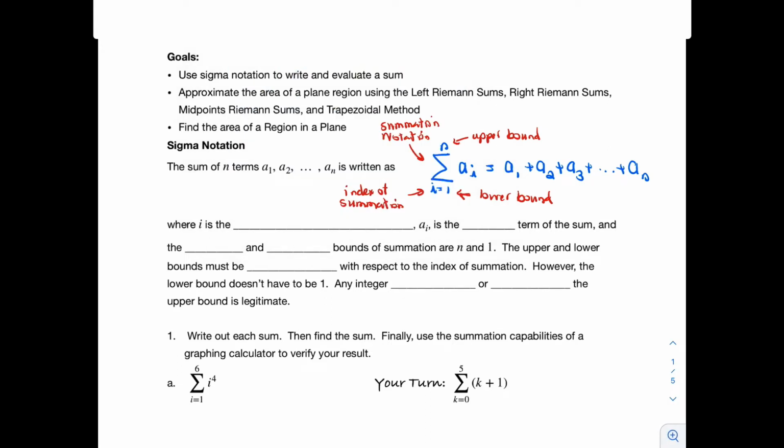Okay, so in words, i is the index of summation, and a sub i is our function, our operation, and it is the ith term in the sum. The upper and lower bounds of the summation in this example are n as the upper bound and 1 as the lower bound. The lower bound and upper bound must be constant with respect to the index of summation. However, the lower bound does not have to start with 1. Any integer less than or equal to the upper bound is a legitimate lower bound value.